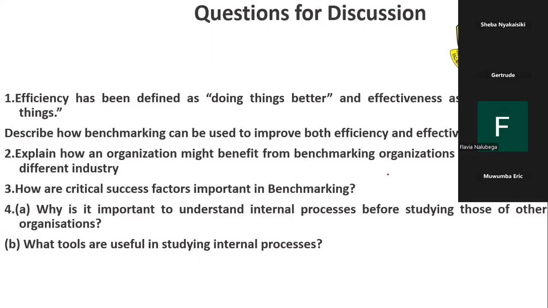How are critical success factors important in benchmarking? Why is it important to understand internal processes before studying those of other organizations? Remember what we said? We don't want to copy and paste. We also need to understand ourselves. Where is the gap? We may not want to come and erase everything and completely do things afresh. But where is our gap? What tools are useful in studying internal processes?